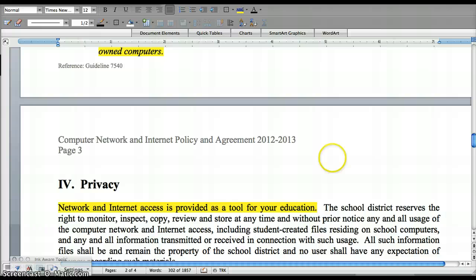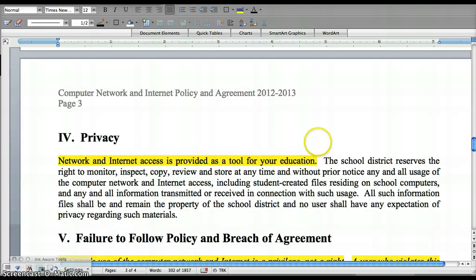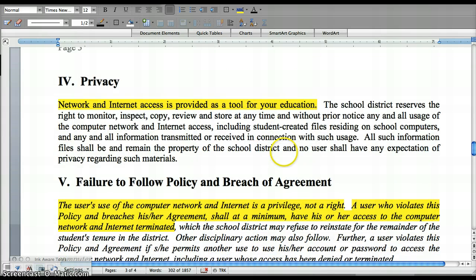This is pretty interesting. I like this. Network and internet access is provided as a tool for your education. This is just one of many ways that we can teach our students and get through to our students and educate our students, is from the internet, and it is a good and very important resource for them.